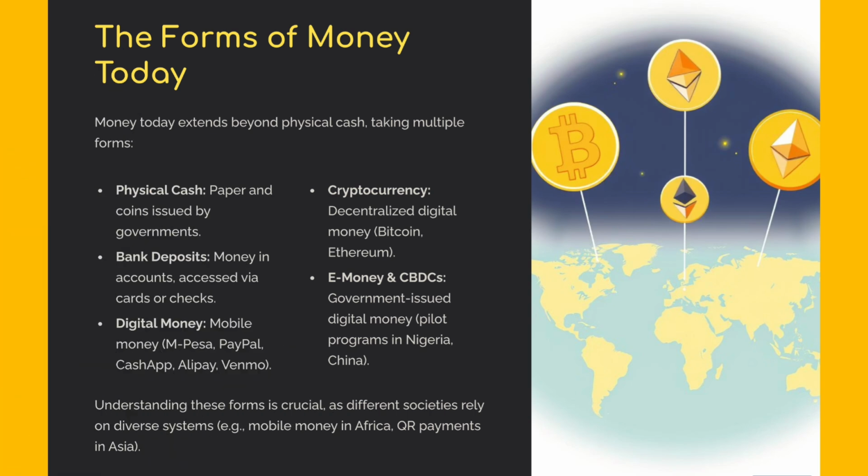The forms of money today. Money is not just coins and notes. Today, money takes multiple forms. Physical cash: paper and coins issued by governments. Bank deposits: money stored in bank accounts, accessed via cards or checks. Digital money: mobile money, e.g., M-Pesa in Kenya, PayPal, Cash App, Alipay, Venmo. Cryptocurrency: decentralized digital money not controlled by governments, Bitcoin, Ethereum. E-money and CBDCs: government-issued digital money. Pilot programs exist in Nigeria, China, and other countries.